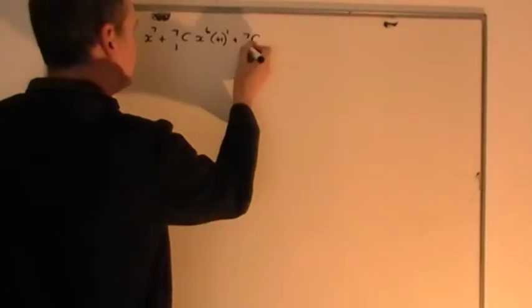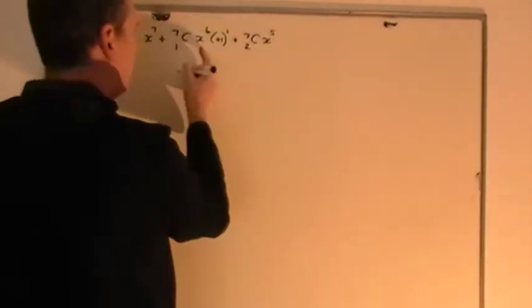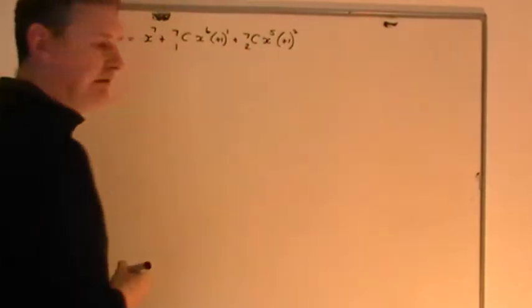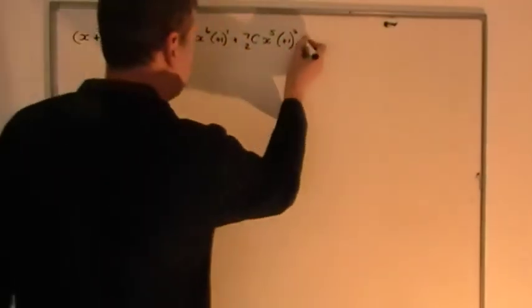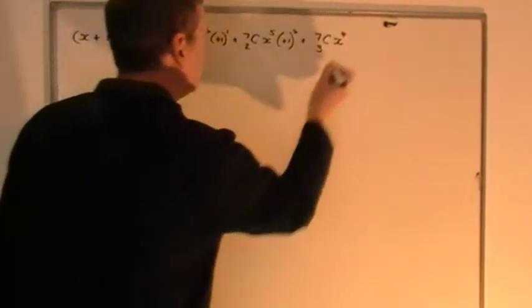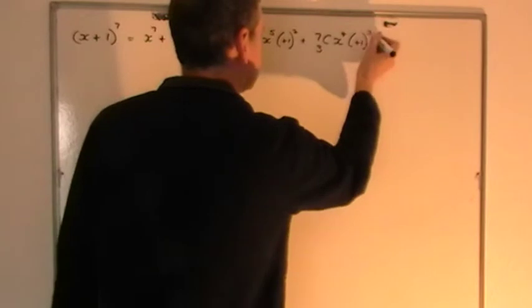Plus 7 choose 2, x goes down to power 5 from 6, and the plus 1 rises to power 2 from power 1. Plus 7 choose 3, x falls to a power 4, and then the plus 1 rises to power 3.